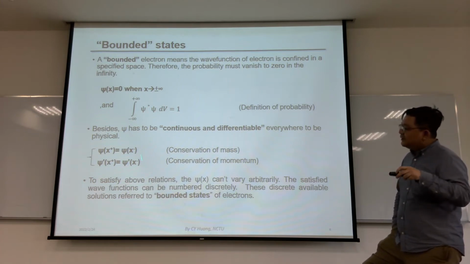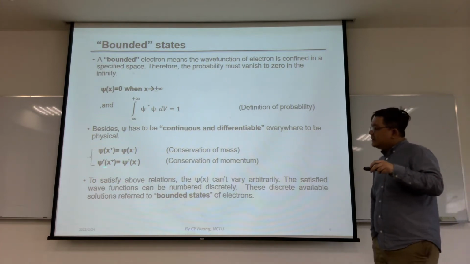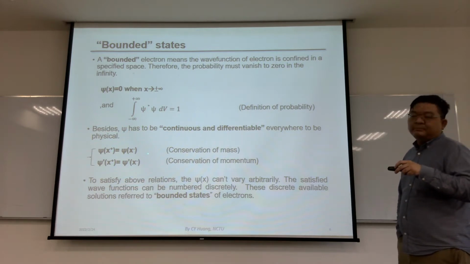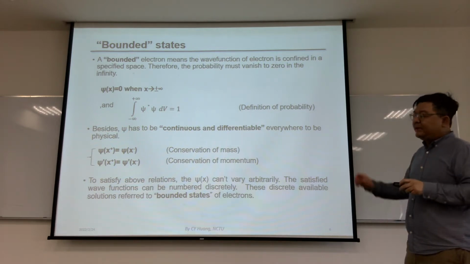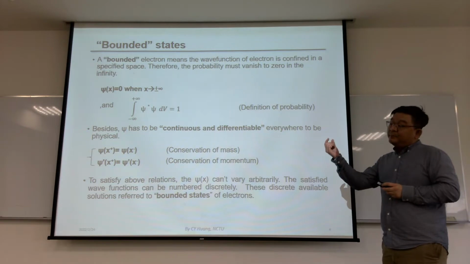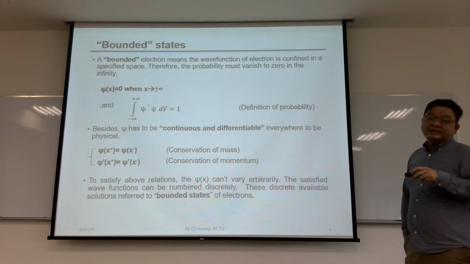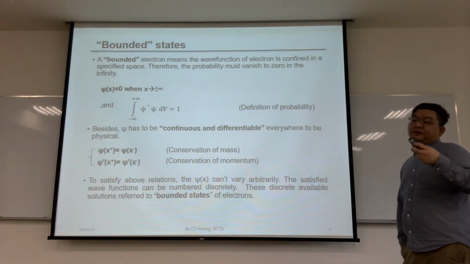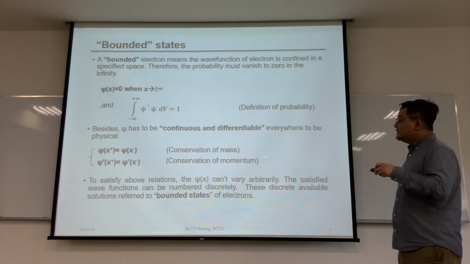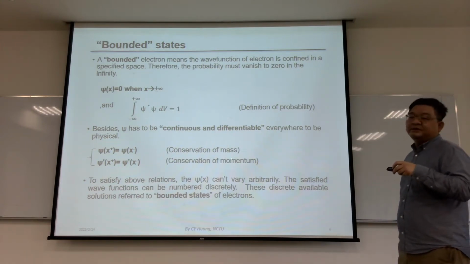That means for a certain point, it's x plus and x minus, a little bit more than x or a little bit less than x. The value should be consistent, or it physically doesn't make sense. Yeah. So it also maps to the conservation of mass.